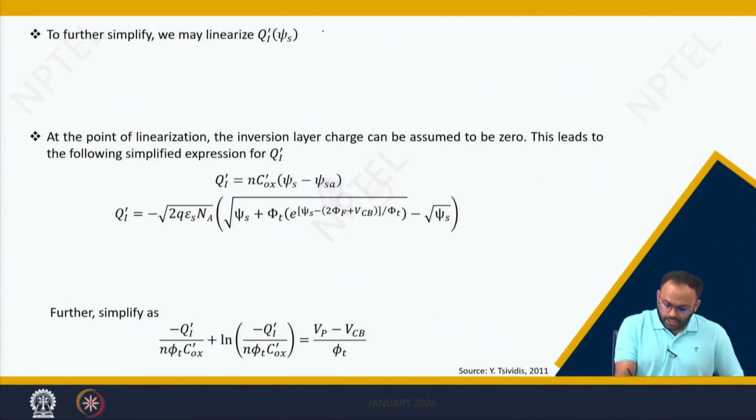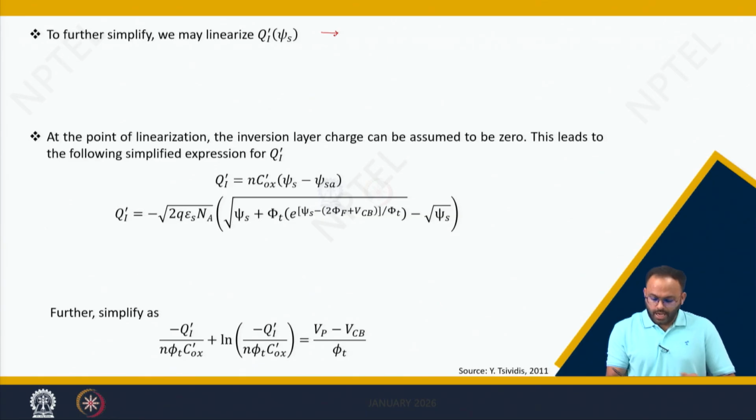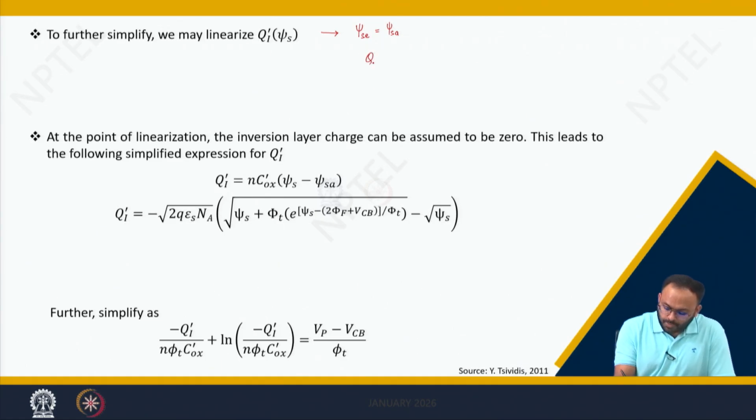How can we further linearize this system of Qi dash? As we mentioned, when we need to linearize, we need to choose a linearization point. In this case we are choosing the expansion point to be psi SA. So can I use Taylor series expansion to further linearize this Qi dash, which is a function of psi s, around this point?